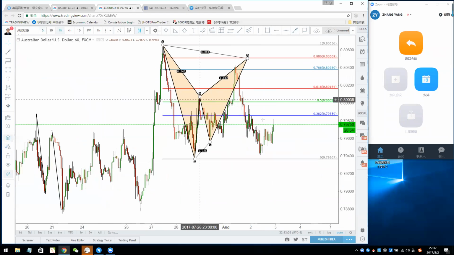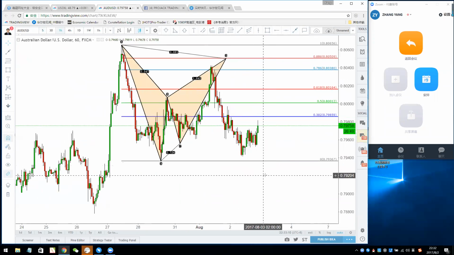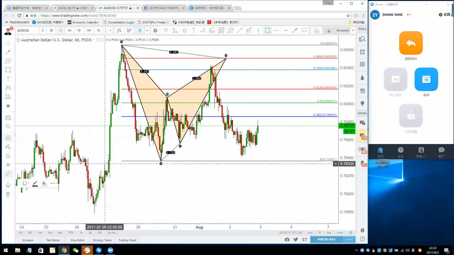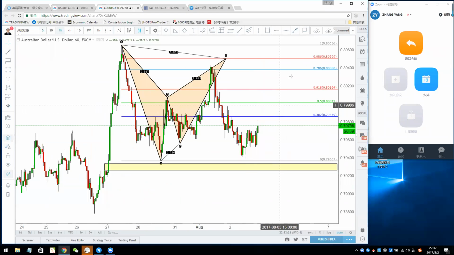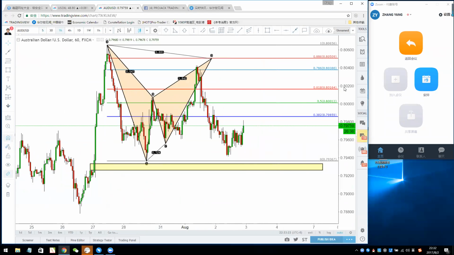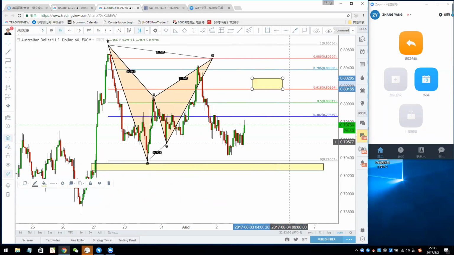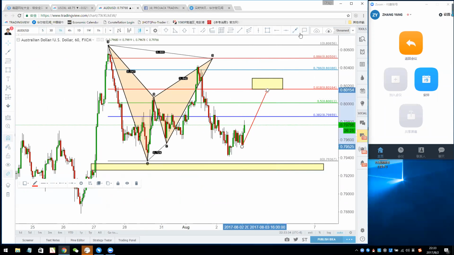So for the Aussie, the 1 hour chart is sideways. We can see some support from 0.7930, which is this structure. So the price may still rally again, right? And just pay attention to 0.8016, this 618 level. I'm still thinking that it may have to rally to here and then drop again, right?